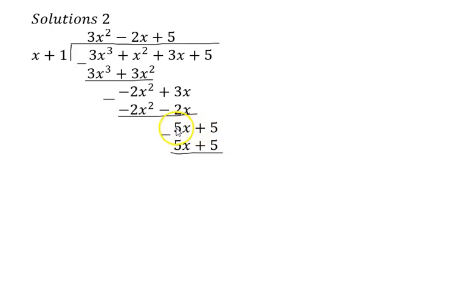So we'll subtract both now. If we now say 5x minus 5x, that will give us 0. 5 minus 5, that will give us 0 as well. That means we have come to the end. So this is now our divisor. This is our dividend. This is our quotient. In this, we don't have remainder.